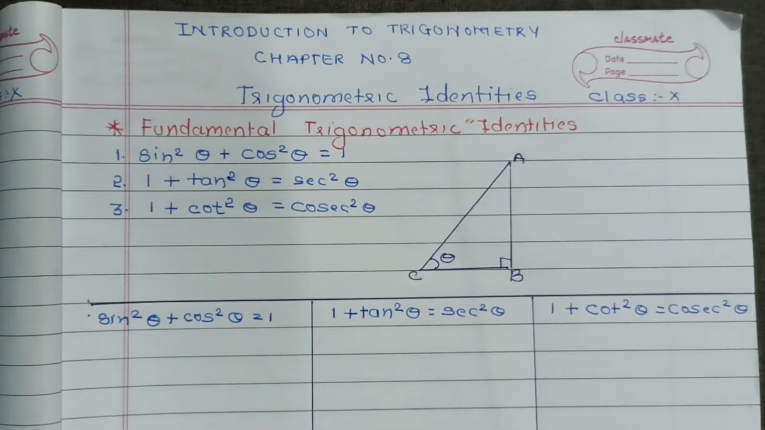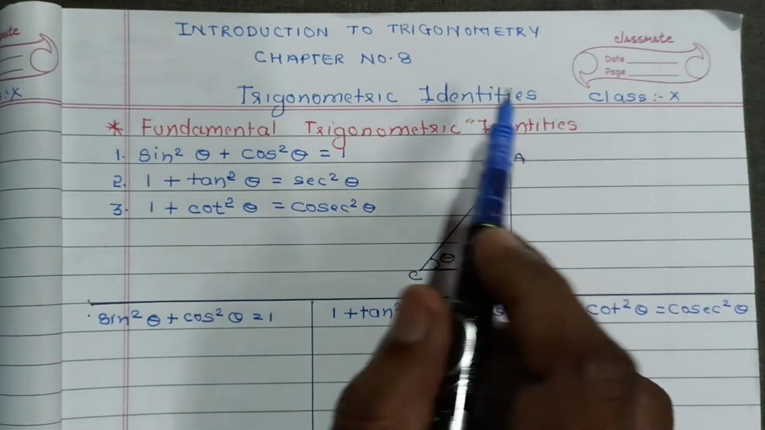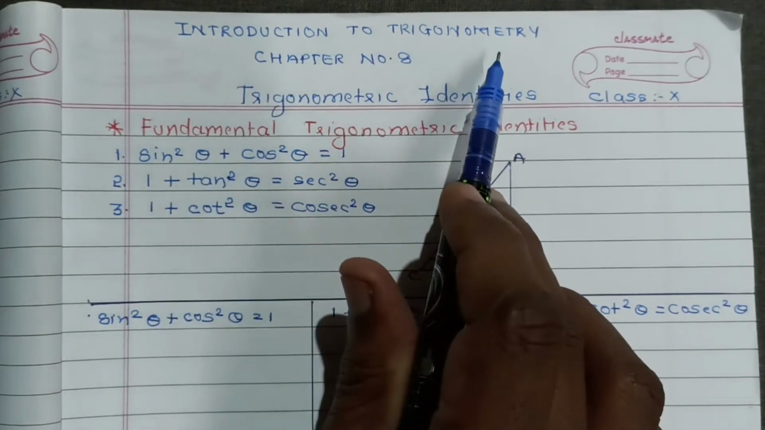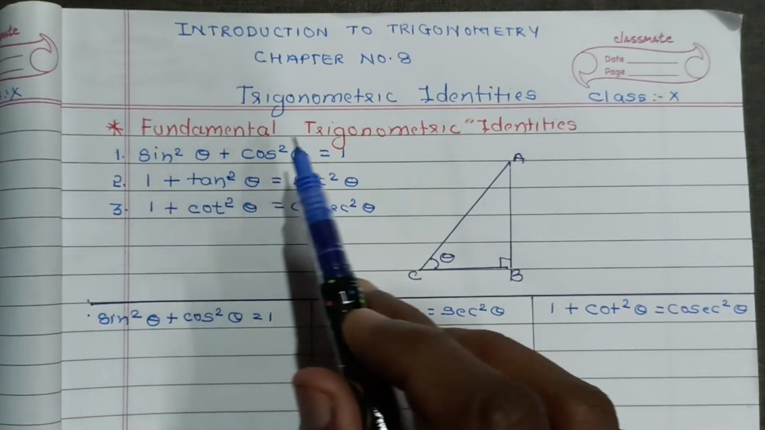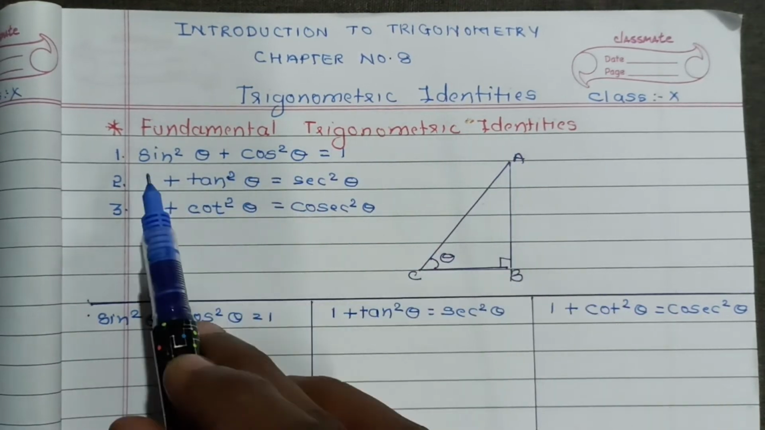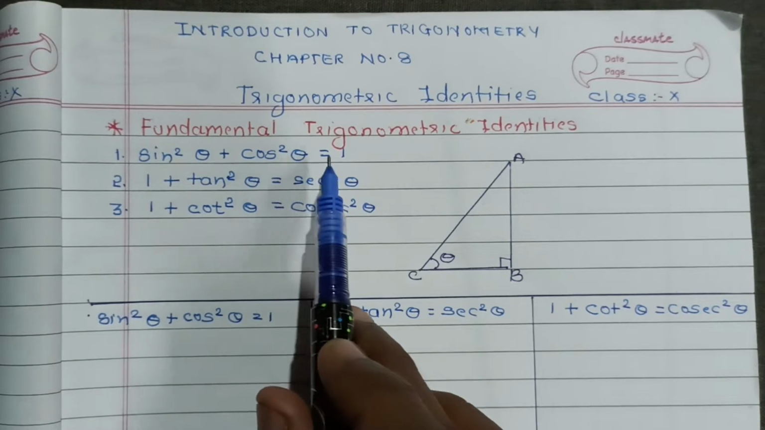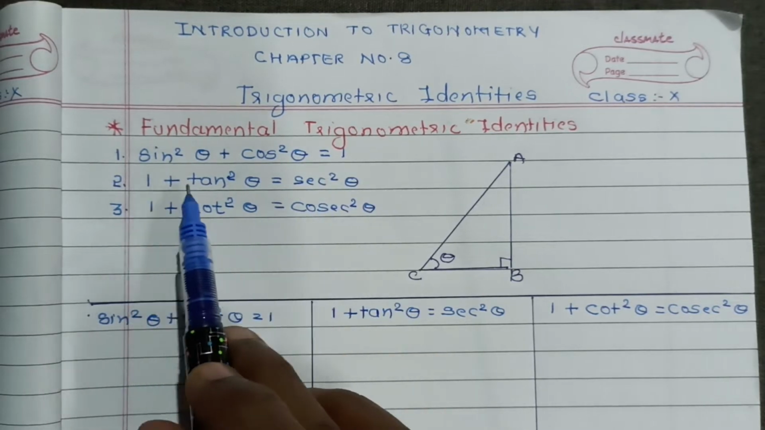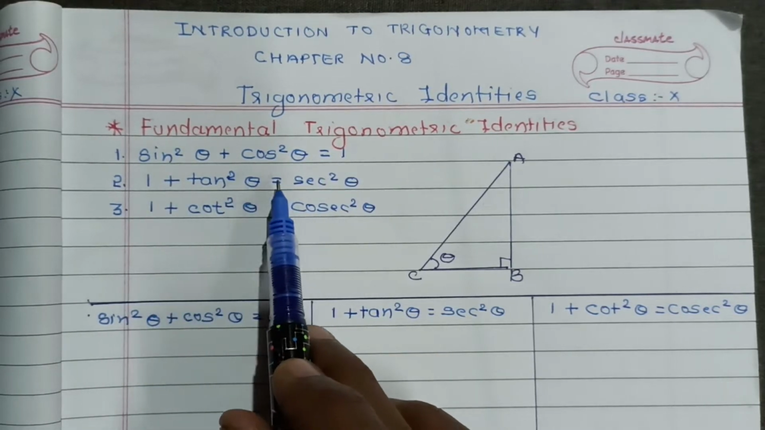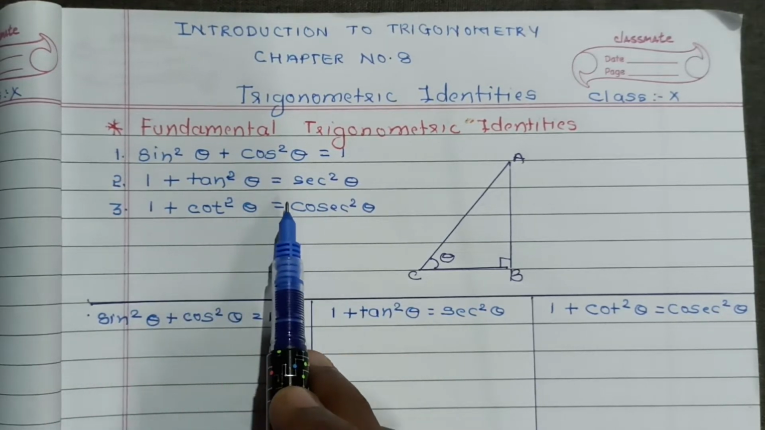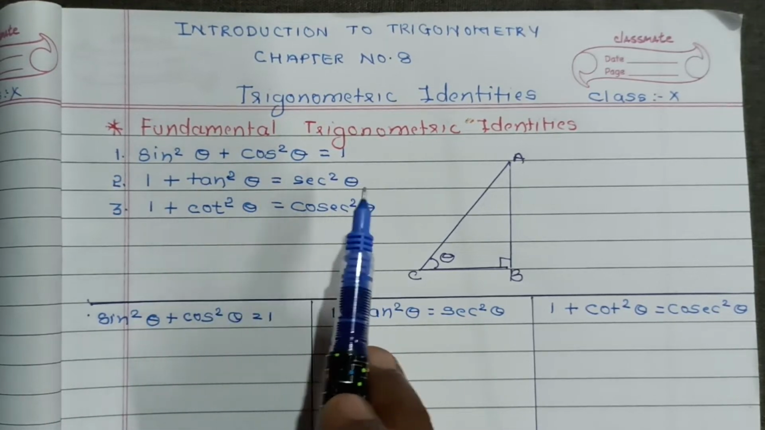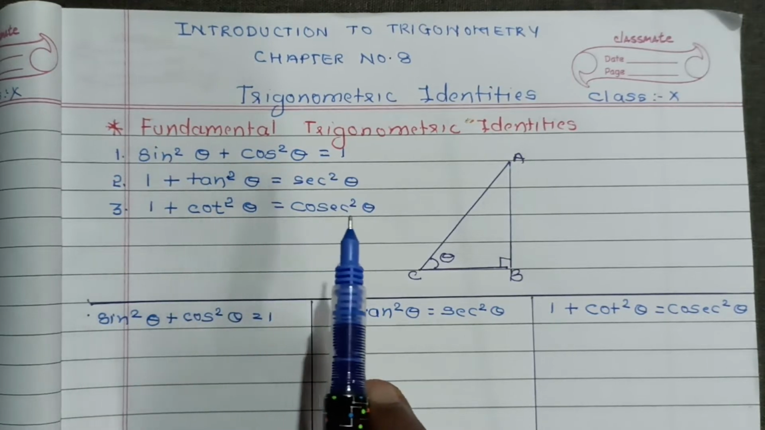In this video we shall learn trigonometric identities of chapter Introduction to Trigonometry, chapter number 8, class 10th. These three are fundamental trigonometric identities. First one is sin²θ plus cos²θ is equal to 1. Second one is 1 plus tan²θ is equal to sec²θ. And third one is 1 plus cot²θ is equal to cosec²θ. Derive all these three identities by two methods.